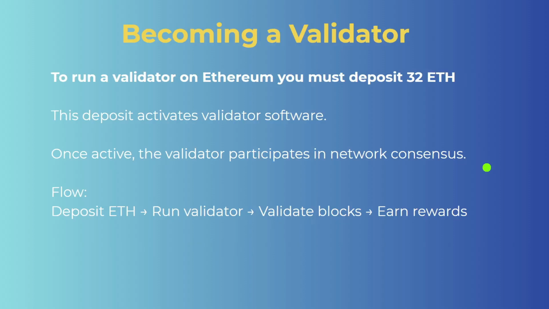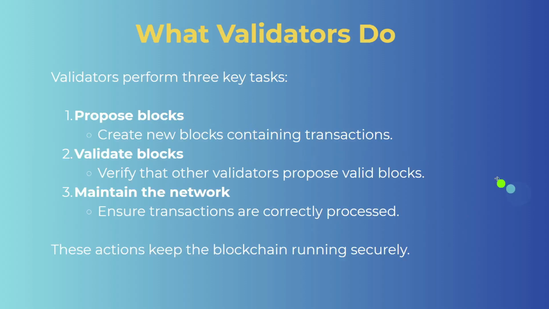So to run a validator on Ethereum, we must deposit 32 ETH. This deposit activates the validator software. Once active, the validator participates in the network consensus. So the flow is we first deposit it, we run the validator software, the validator software starts validating blocks, and of course it will earn rewards.